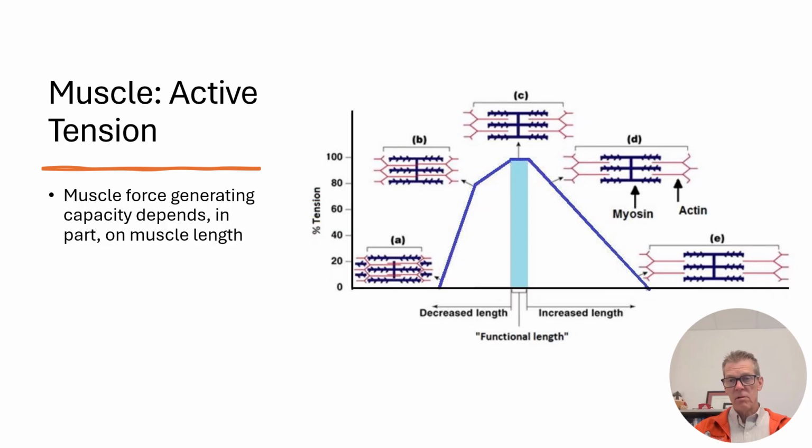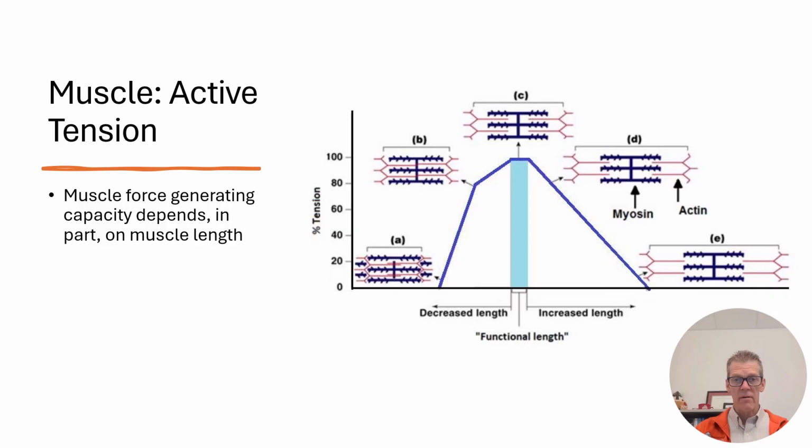If you continue to lengthen that muscle and separate those Z bands and pull actin away from myosin, now you're just barely able to engage any of the myosin with the actin, and you've got very low force production potential. So a longer muscle doesn't generate as much force just because there's not as many actin-myosin cross-bridge interactions.